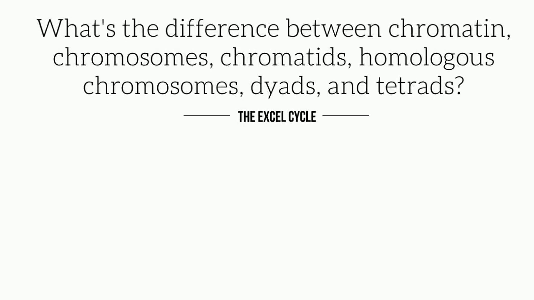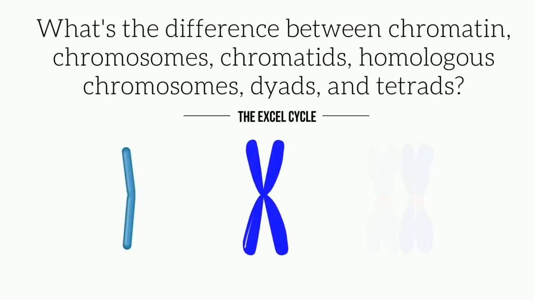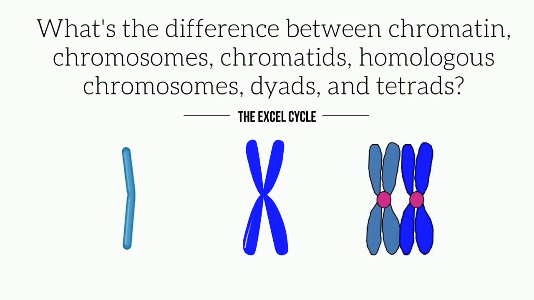Welcome to the Excel cycle. Today we're going to be examining the difference between chromatin, chromosomes, chromatids, homologous chromosomes, dyads, and tetrads.